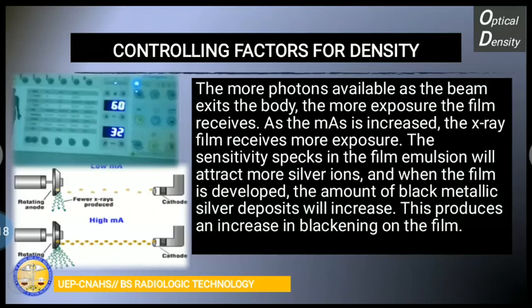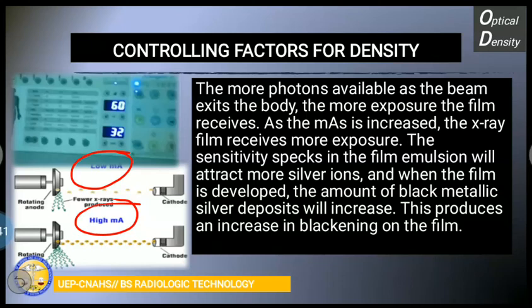So, the more photons as the beam exits the body, the more exposure the film receives. Okay, so low mA versus high mA. So, more photons available as the beam exits the body, the more exposure the film receives. So as the mAs is increased, the X-ray film receives more exposure.